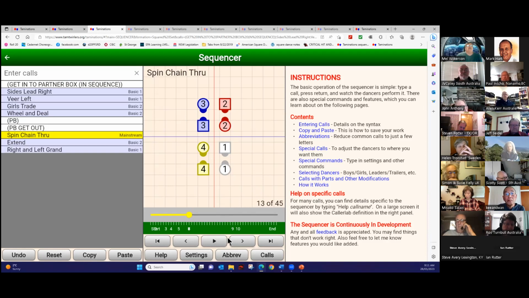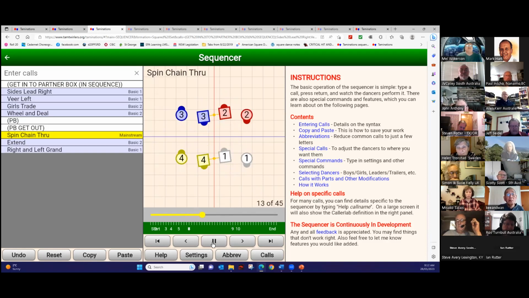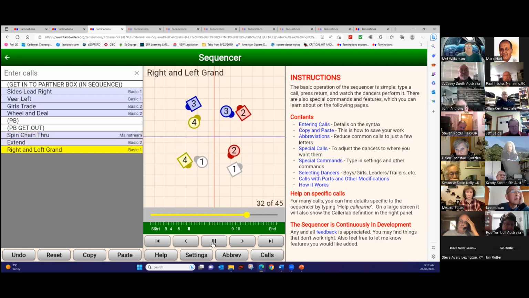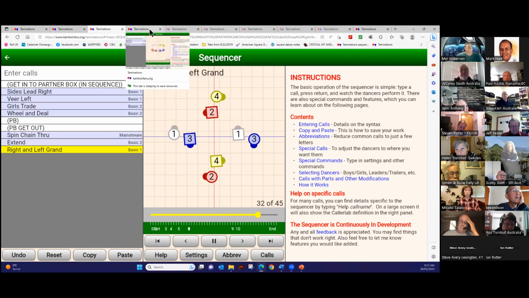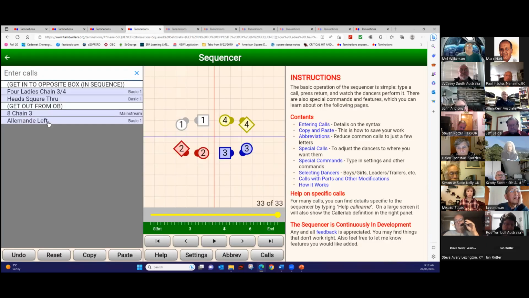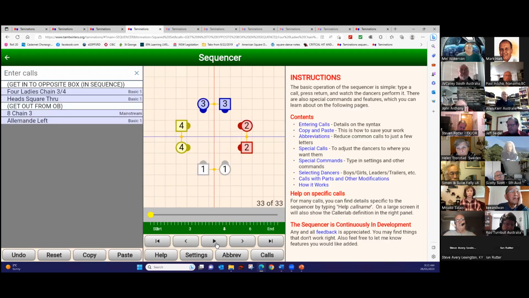And a standard get-out from a partner box: spin chain through, and extend to a right and left grand. Spin chain through, boys are working, extend, right and left grand. And at any time in any of these boxes, you can use that chicken plucker methodology that we talked about to move across to the opposite, and you can mix and match these get-ins and these get-outs.